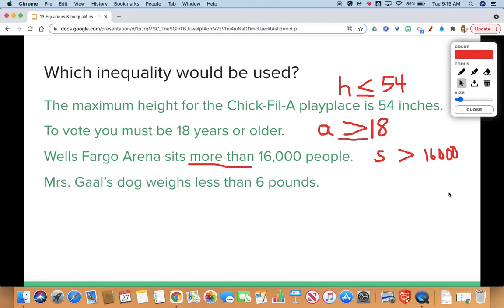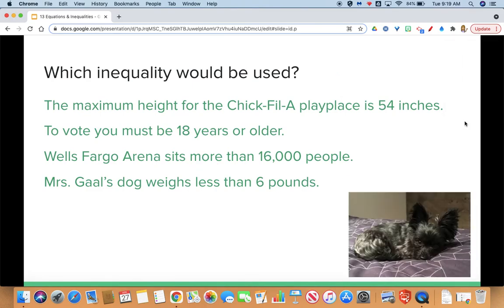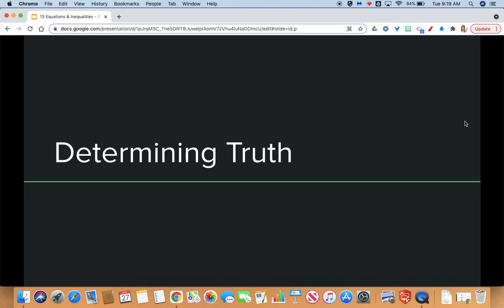And true story, Mrs. Gall's dog weighs less than 6 pounds. Let's think about my dog Sophie's weight. Here's the dog's weight. Here's 6 pounds. My dog weighs less than 6 pounds, so I want to use a less than sign facing my dog's weight when we're comparing it to the number 6. So my dog is less than 6 pounds. There she is.